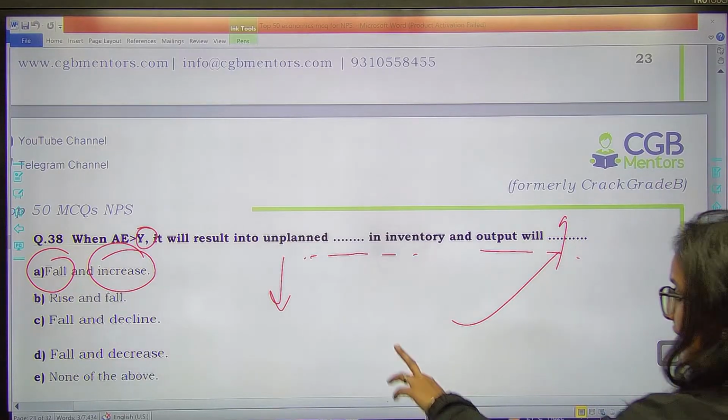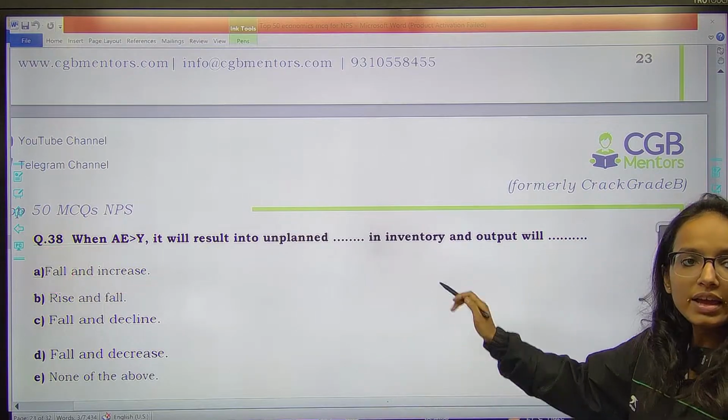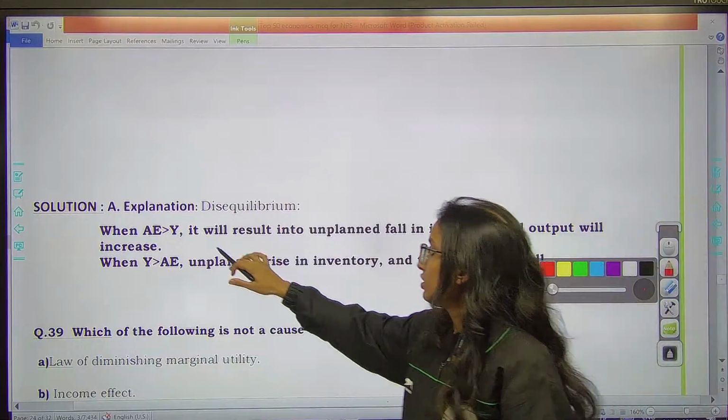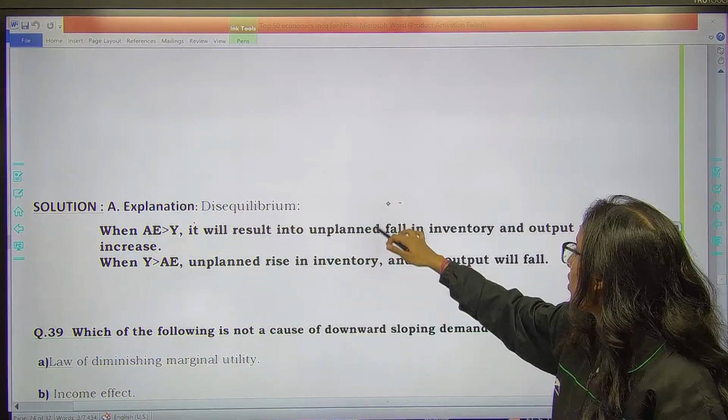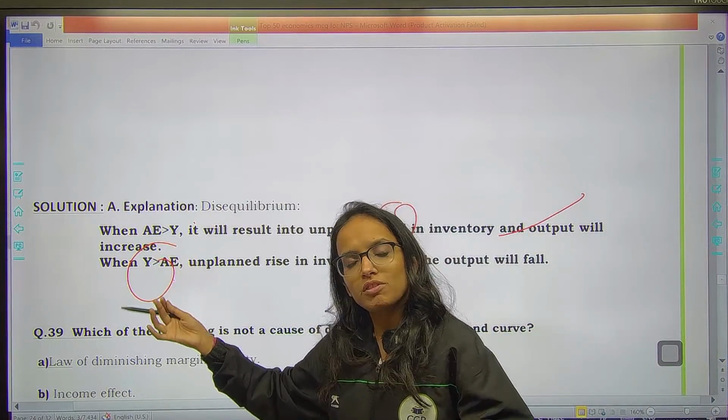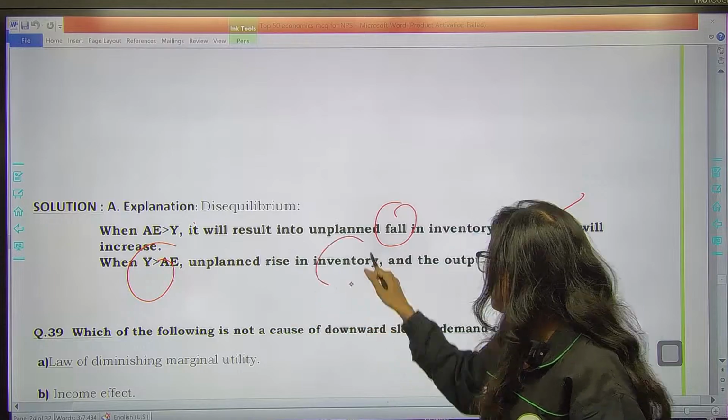Okay, so A is the right option here. A is the right answer. Then question number 39. So remember these two situations. इस case में there will be fall in inventory and rise in output, and the other case when output is more, so there will be rise in inventory and fall in output.